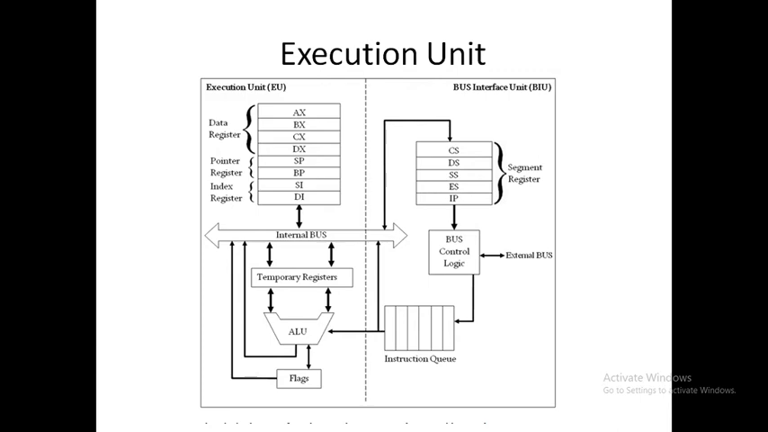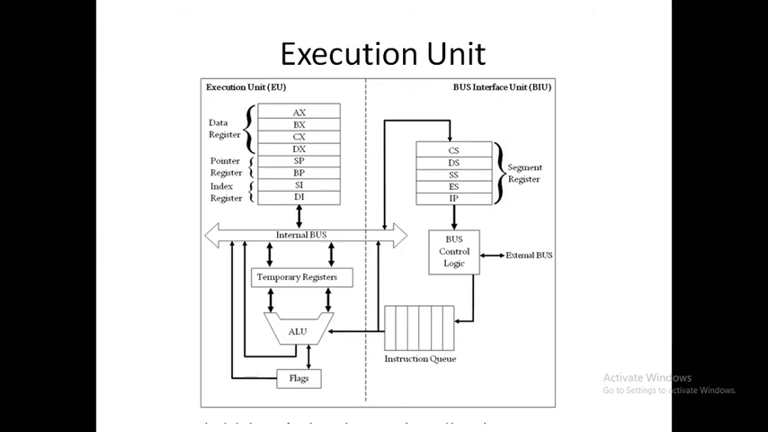This makes the processor faster because the instruction queue is full of instructions, and instructions are taken by the execution unit, while the bus is getting filled by instructions from the memory and input output devices. The general purpose registers, stack pointer, base pointer and index registers, ALU, flag register, instruction decoder and timing and control unit constitute the execution unit. So let's discuss the execution unit parts.